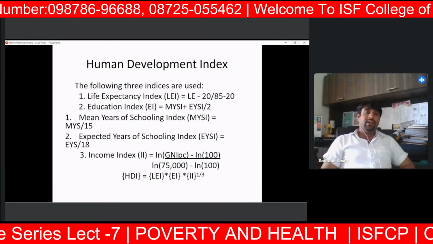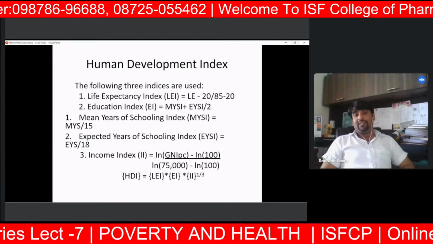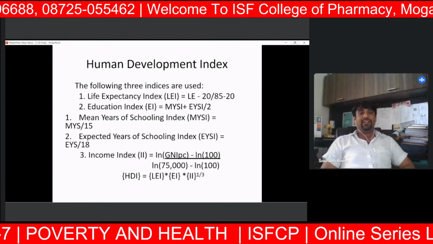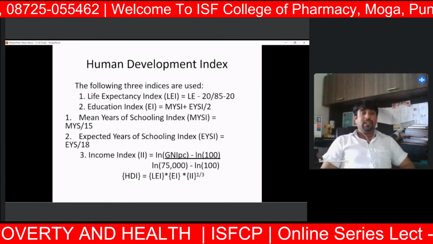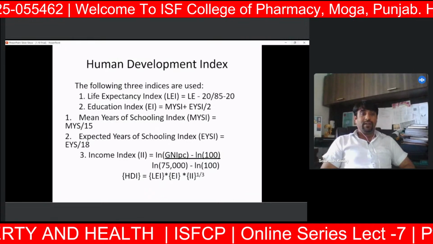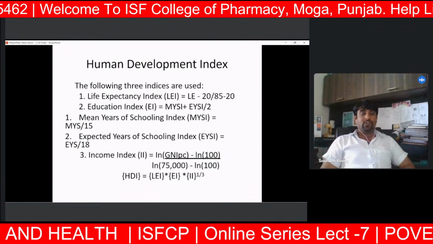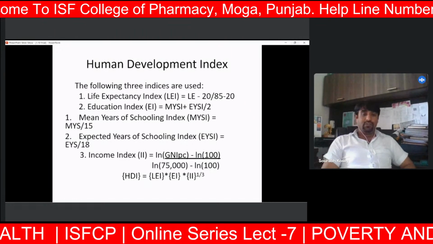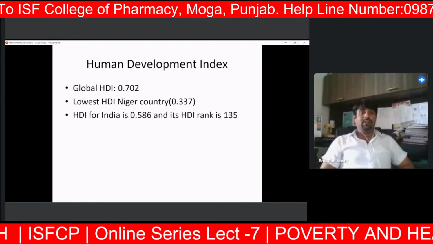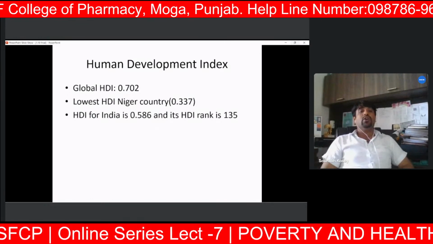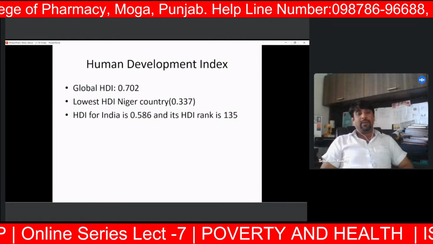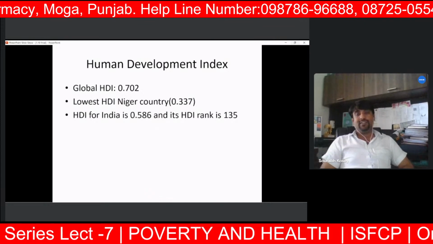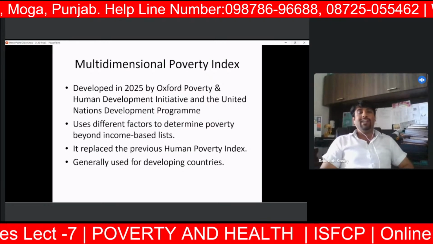For the Human Development Index, the following three indices are used: Life Expectancy Index, which is LE minus 20; Education Index, EI is (MYSI plus EYSI) by 2, where the mean years of schooling index is MYS divided by 15, then the expected years of schooling index, EYS by 18; and the income index. These are the formulas, where the global human development index is 0.7, the lowest human development index is in Nigeria at 0.337, and India is 0.586 with a rank of 155 in the world.